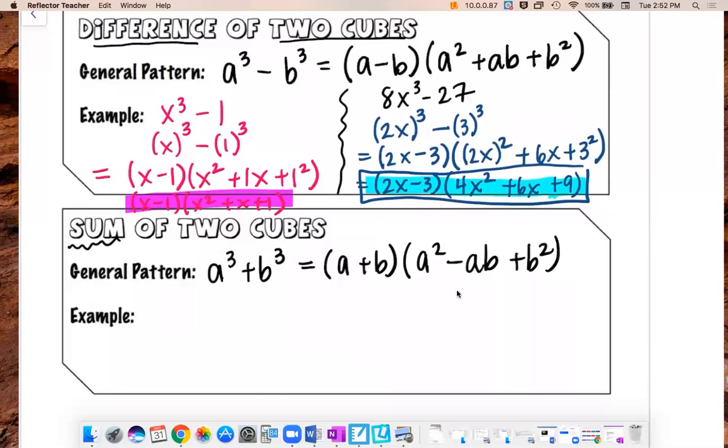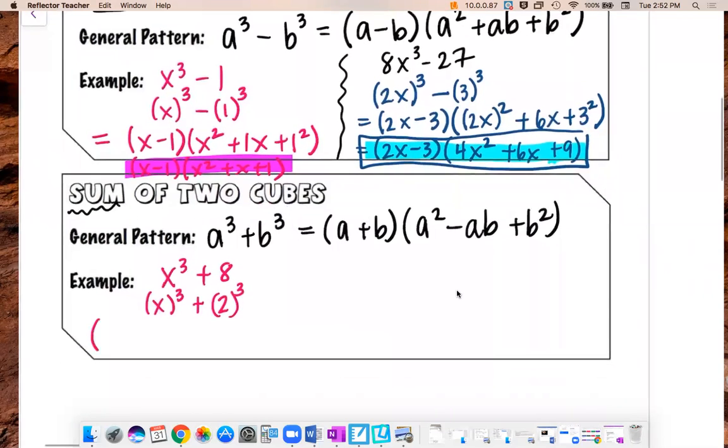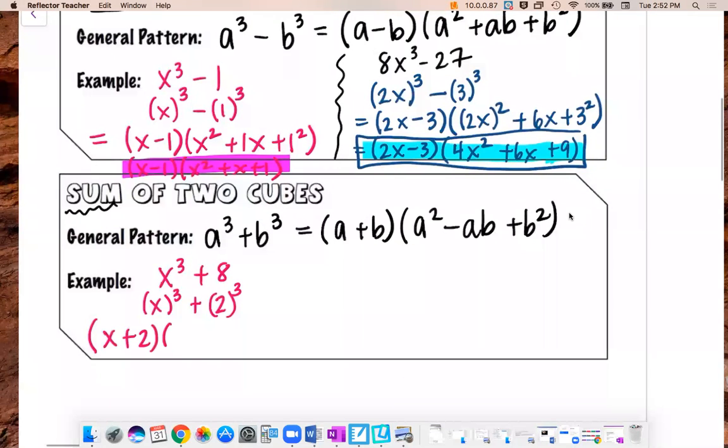So one example would be like x cubed plus 8. Okay, so x cubed, x is going to be our a, and then I know 2 cubed is 8, so then b is going to be 2. So I'm going to just write it like that. And then I just follow the pattern. So x was a, 2 was b, so now I'm just going to plug in a and b everywhere and then simplify. So this is going to be x plus 2. And then this becomes a squared, which in this case is x squared, minus a times b, so this is minus 2x, plus 2 squared.